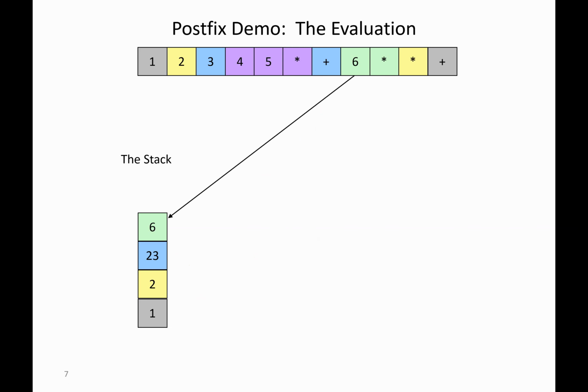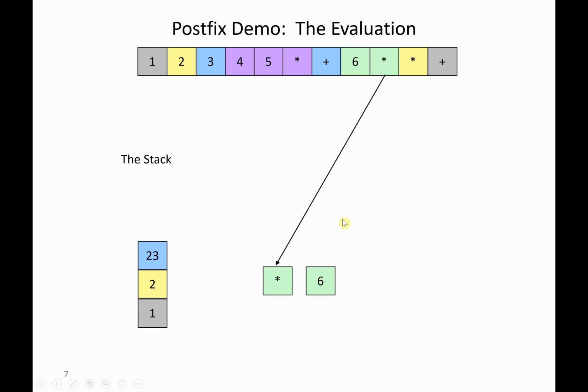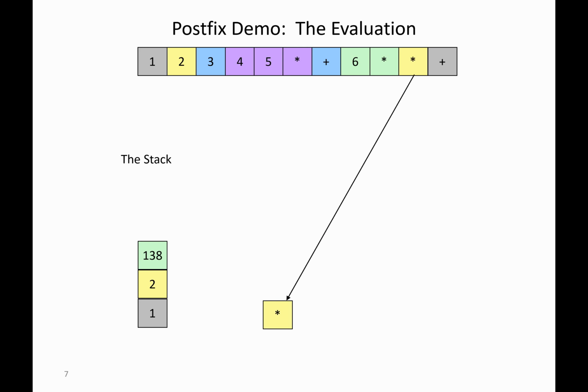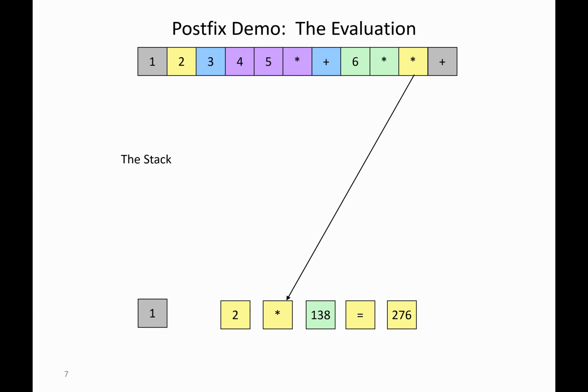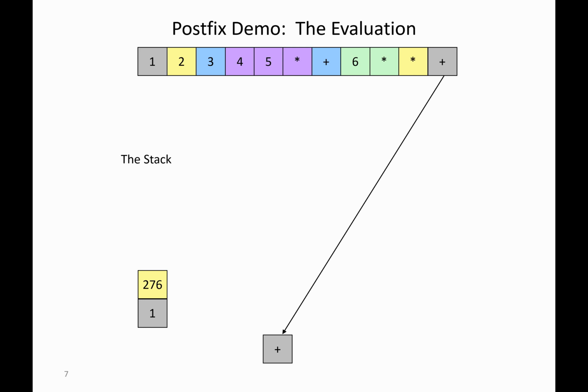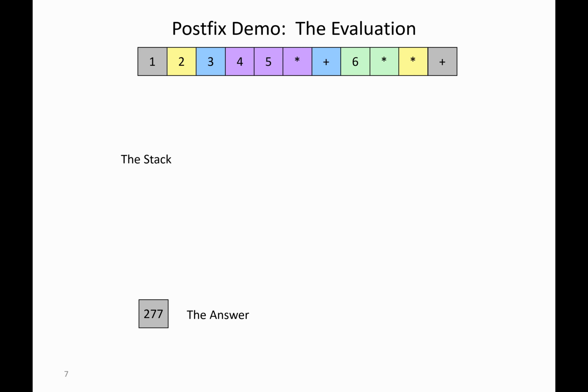Now we get the next thing, which is just the operand 6, that gets pushed onto the stack. Now we've got a times, so we've got 6 times 23, which is 138. Then we've got another times, so it's 138 times 2, equals 276. Push that onto the stack, and we've got a plus, and the result of that goes onto the stack, 277.